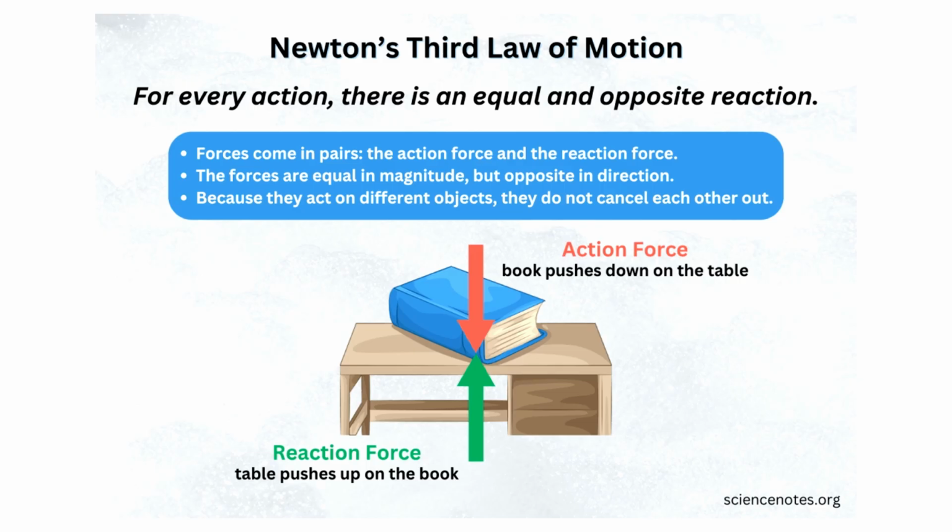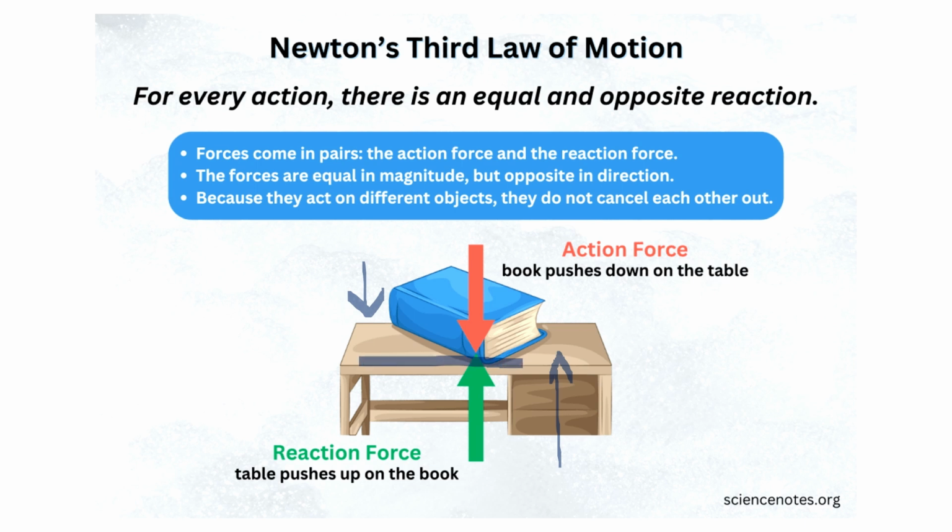Let's take a look at one common application of Newton's third law. A classic example of Newton's third law in action is a book resting on a table. The book exerts a downward force on the table due to gravity, the action force, and the table exerts an upward force on the book, the reaction force. These forces are equal and opposite, preventing the book from falling through the table.